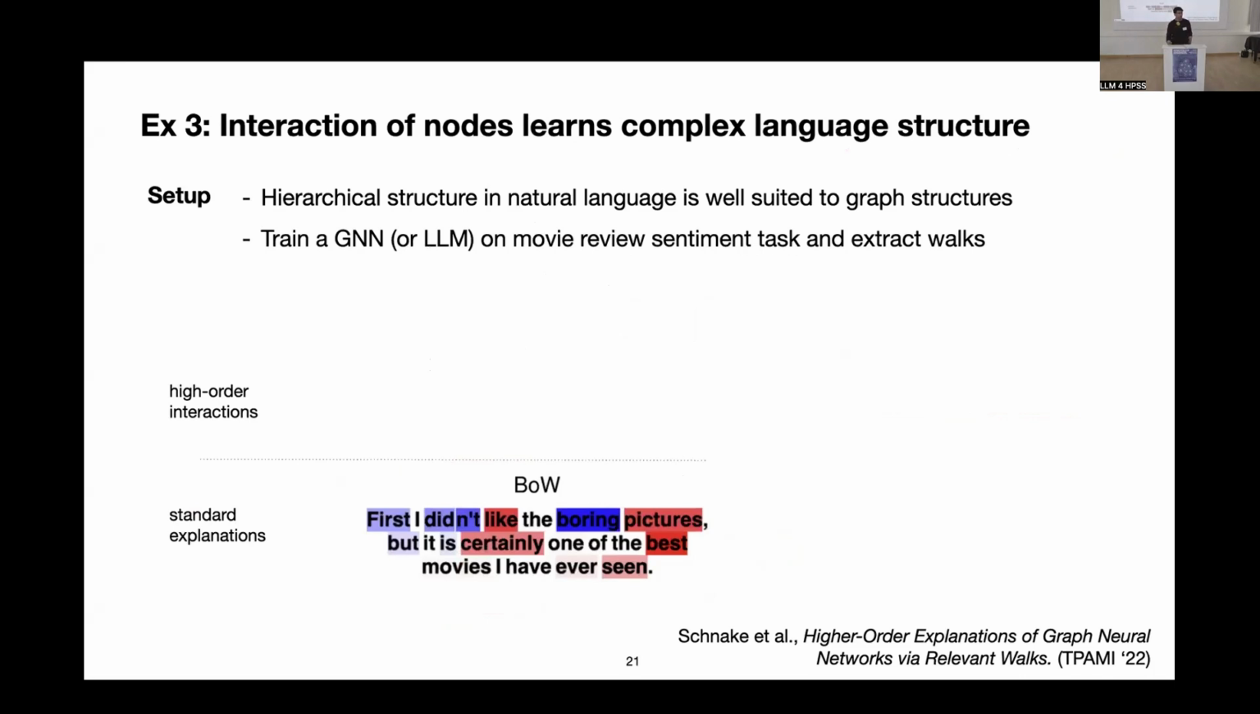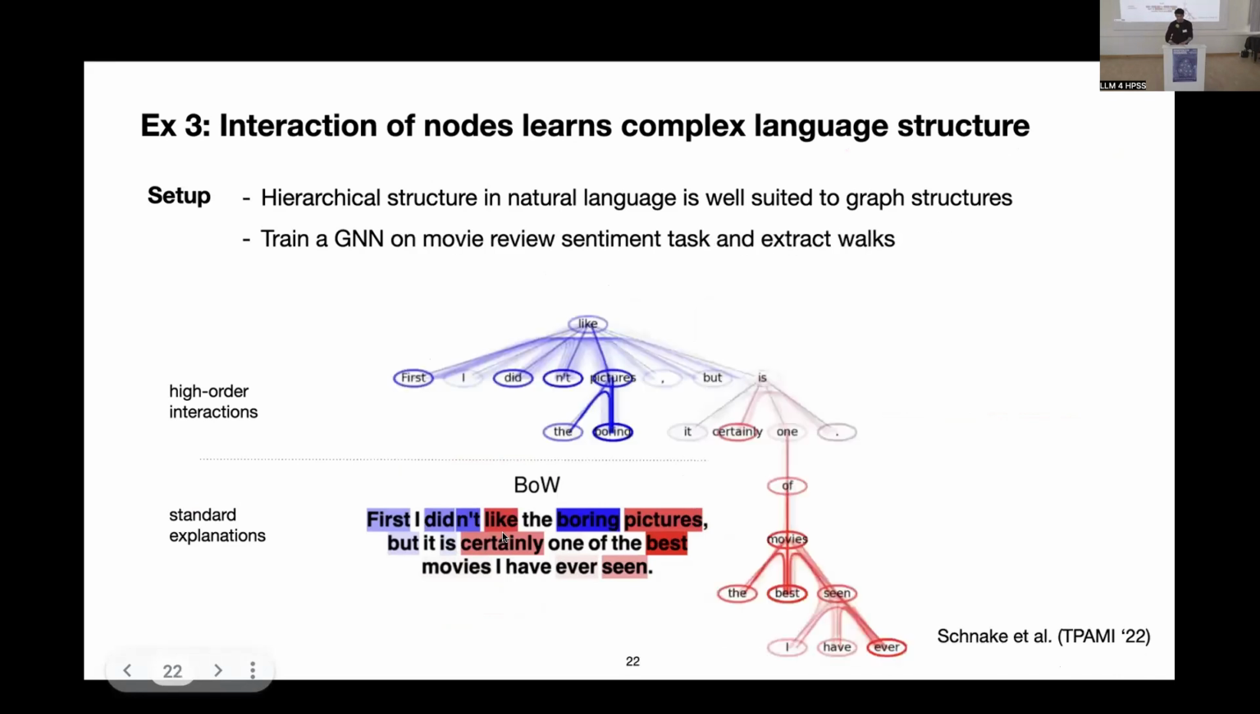So here again, we have a token example of a first order explanation. And there it really doesn't catch the complexity of language. So it doesn't really get that "first, I didn't like the boring pictures" is a negation. It just gives it a high score because there's "like" in it. But if you do more complex explanation methods like higher order, you can see that the whole first sentence, which is negative, gets a negative score, whereas the second part gets this hierarchy more correctly.